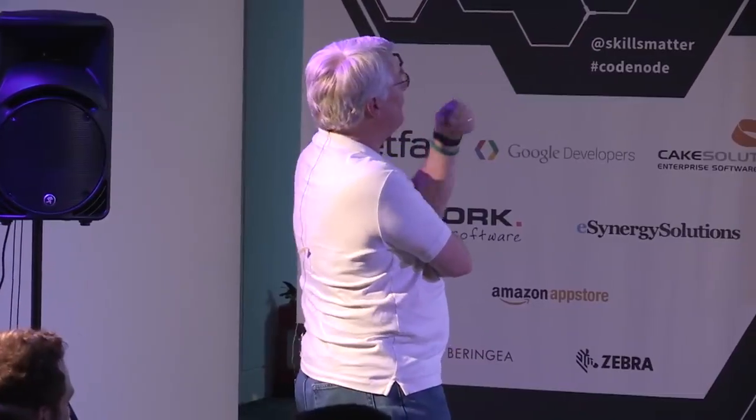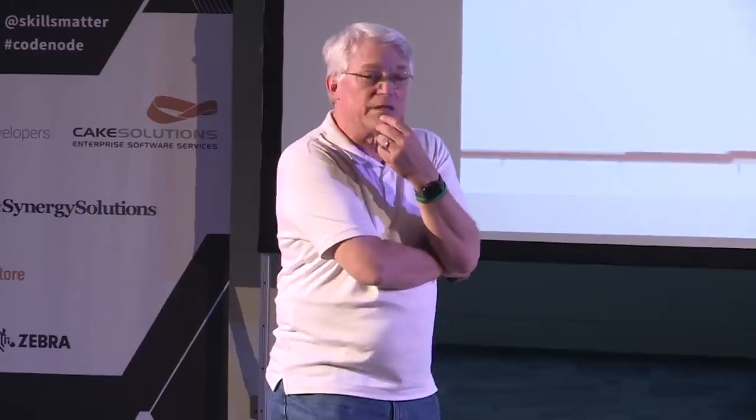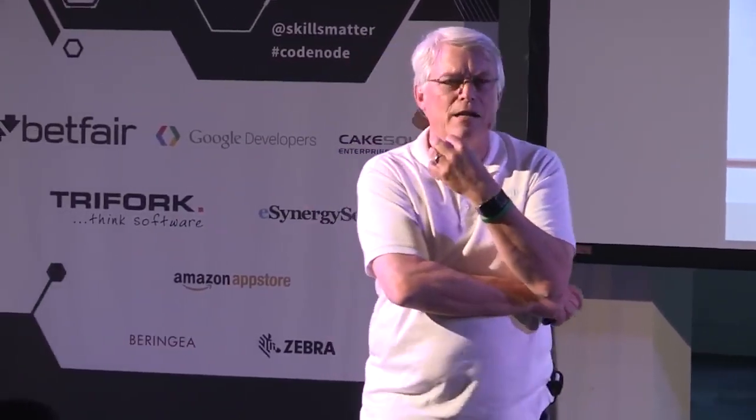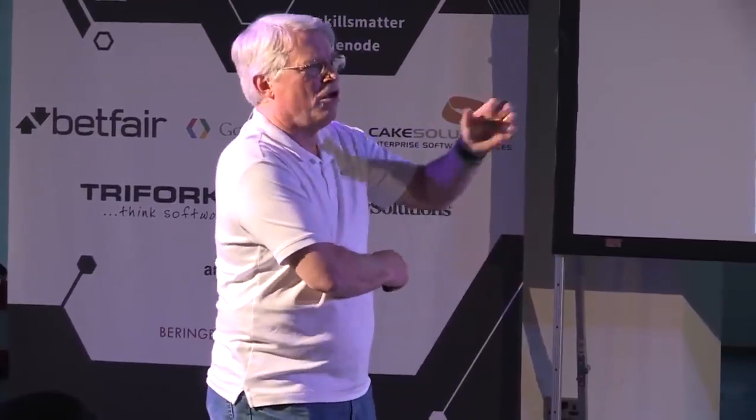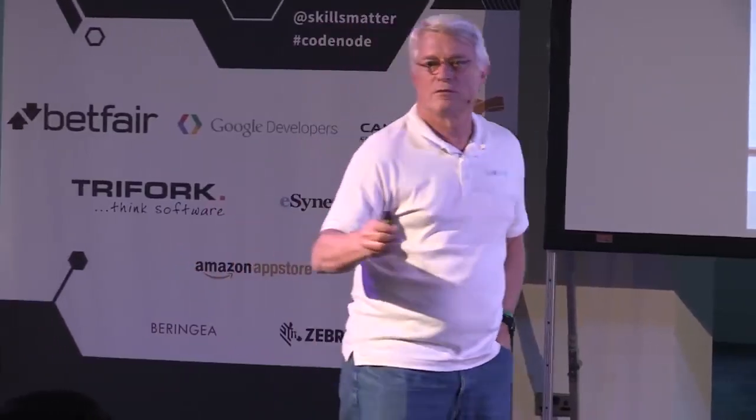In 1995, tens of millions of programmers, half of whom have less than 5 years experience. If we're doubling every 5 years, then we always have half the programmers with less than 5 years experience, which leaves our industry in a state of perpetual inexperience. We cannot escape from this as long as we are doubling every 5 years. And that leads to a very unfortunate situation. There aren't enough teachers to teach the new people coming in. And so the new people coming in must repeat the mistakes made by everyone else over and over and over and over, and there seems to be no cure for this.